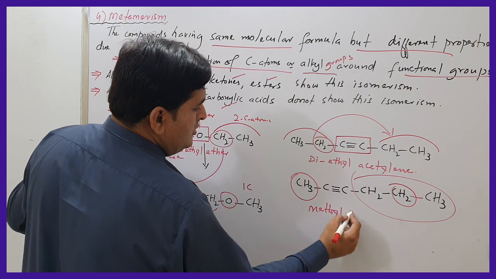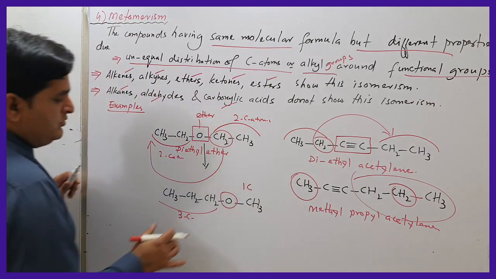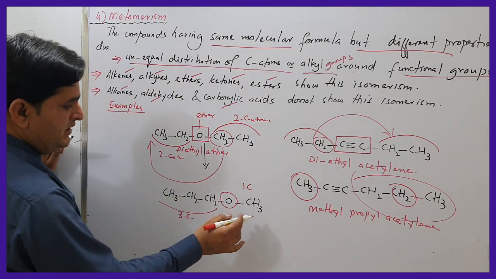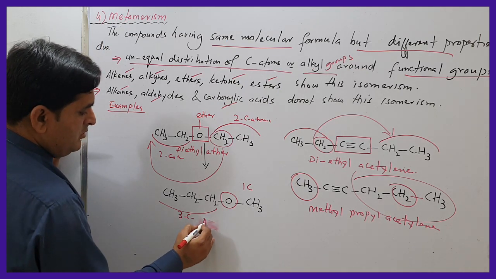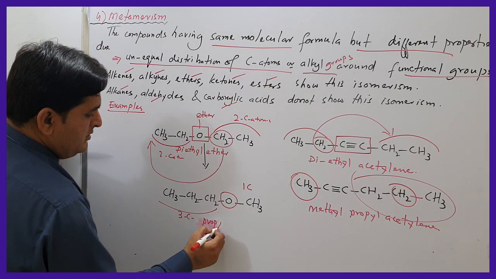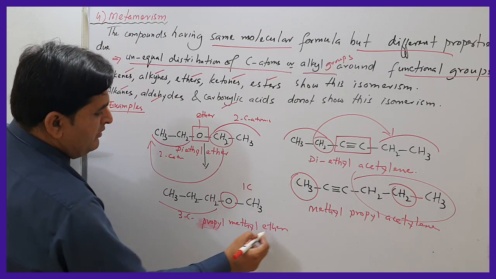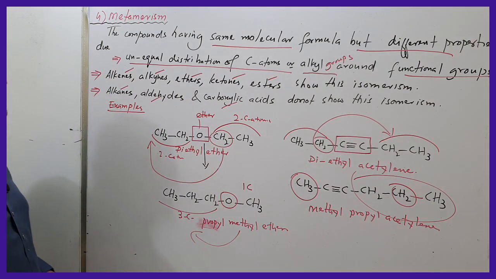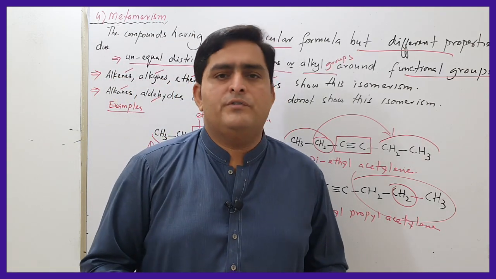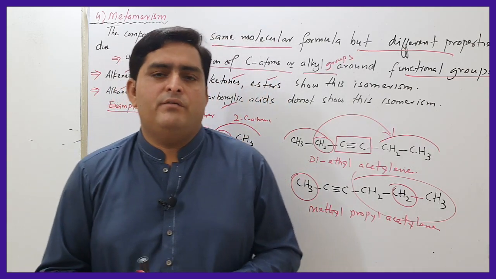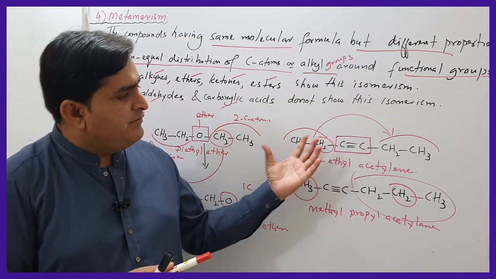Methyl propyl acetylene. So here it was diethyl ether, now it is propyl methyl ether. If we follow alphabetical order, methyl comes here. So this is what metamerism is. In metamerism, compounds have the same functional group and same chemical properties, but slightly different physical properties due to unequal distribution of carbon atoms around the functional group.